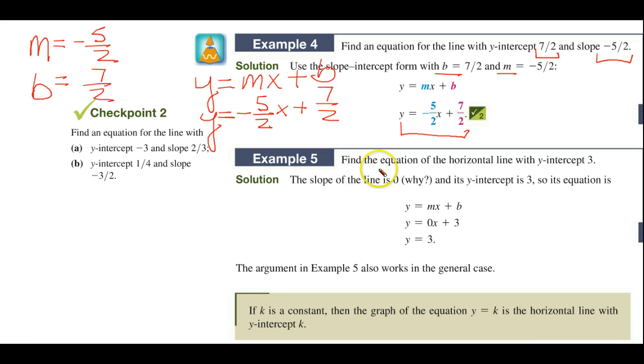Now in example 5, they say the equation of a horizontal line with its y-intercept is 3. Well, we said that was formula 5, y equals b. So we could think of it in terms of slope-intercept, where our slope is 0, so 0x is 0, and you just get y equals the y-intercept, which is 3. So here they're showing you where it's derived from.